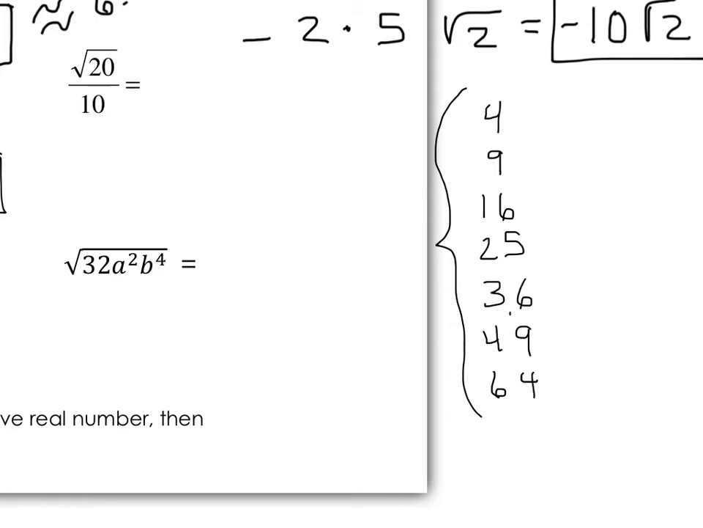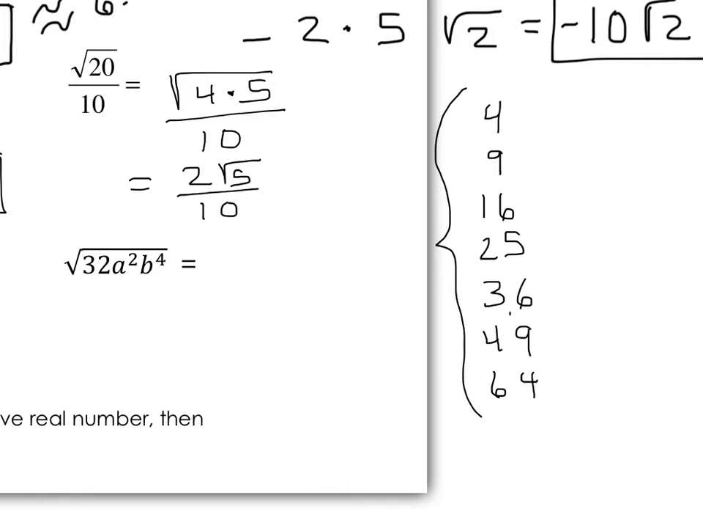So the square root of 20, which of these perfect squares is a factor of 20? 4 is. 4 times 5 is 20. The square root of 4 is 2. You cannot take the square root of 5, so it has to stay under the radical. Now, it is awfully tempting to do some sort of cancellation here, but be very careful. The 5 is under the radical. It is really not a 5. It's a square root of 5.